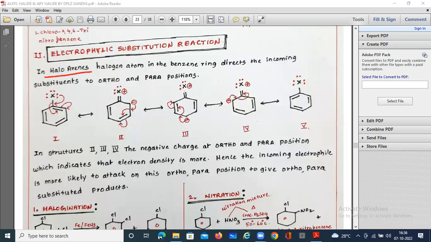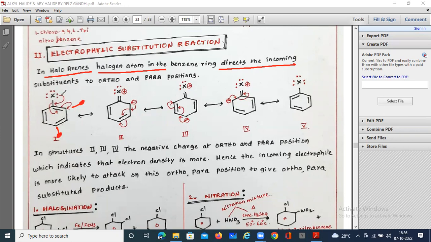In haloarenes, the halogen atom in the benzene ring directs the incoming substituents. So what does this halogen atom direct? It can direct the incoming substituents. To which position? At the ortho position, this one, or the para position over here.